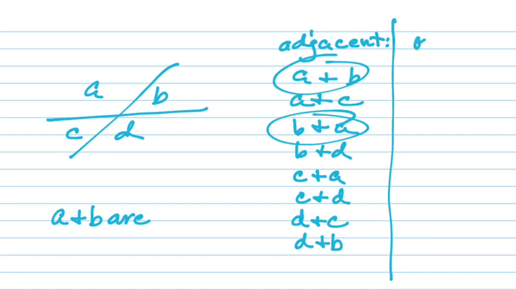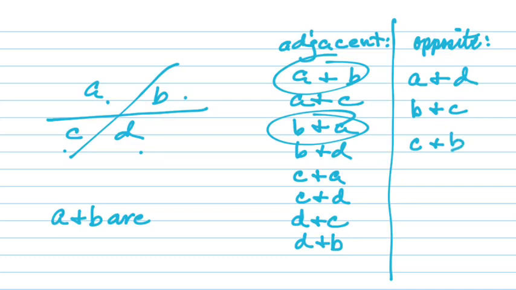Exactly. Now, let's think about opposite angles. If I have A, what angle is opposite from A? D, right? A is across from D. How about B? B and C, good. How about C? Be careful. C and B, there you go. How about D? D and A. And why are they opposite?